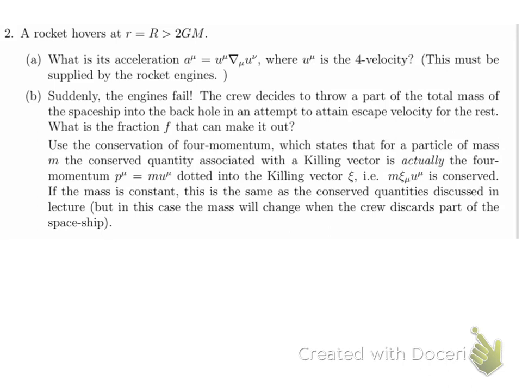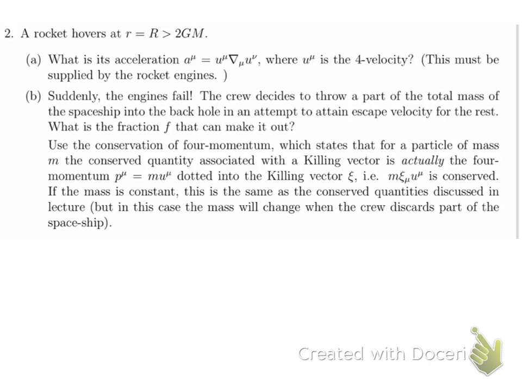The next problem is the following. A rocket hovers at little r equals big R, which is greater than 2GM. Part A, what is its acceleration a^mu = u^nu nabla_nu u^mu, where u^mu is the four-velocity? This must be supplied by the rocket engines. Part B, suddenly the engines fail, and the crew decides to throw a part of the total mass of the spaceship into the black hole in an attempt to attain escape velocity for the rest. What is the fraction f that can make it out?